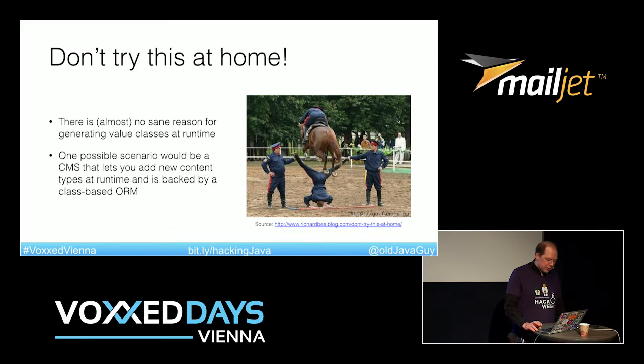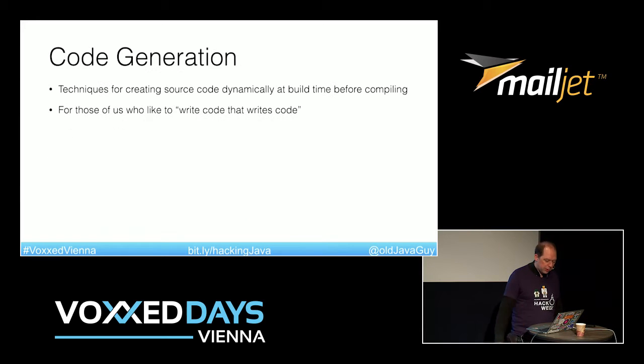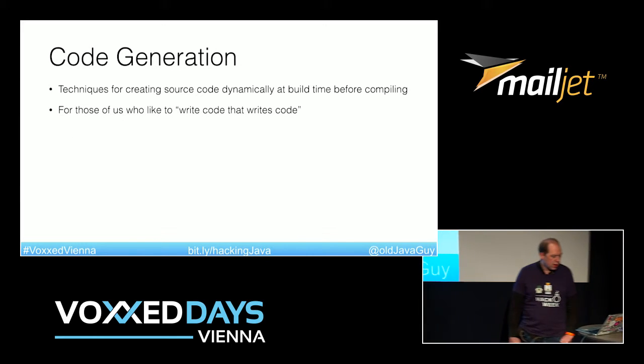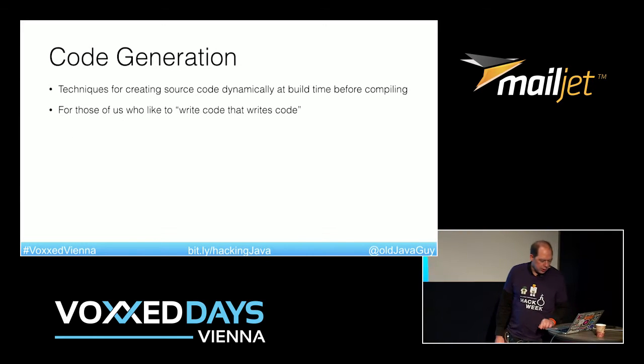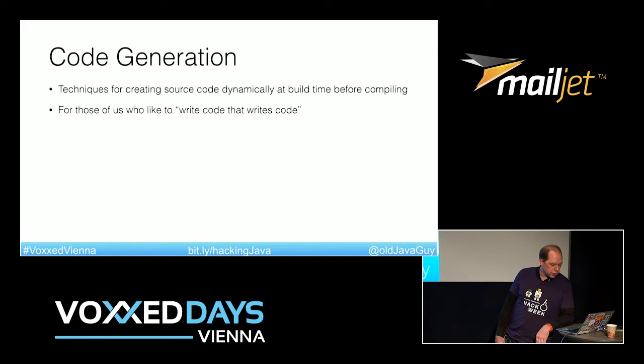So now, to get back to a bit more sanity. As I said, the CGLib guys are talking about bytecode generation, but I'll now be talking about source code generation. So source code generation at build time. So I'll be generating source code dynamically to suit my needs.